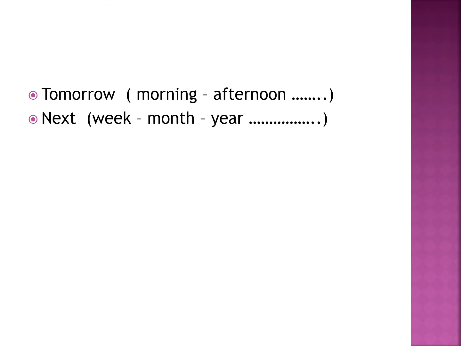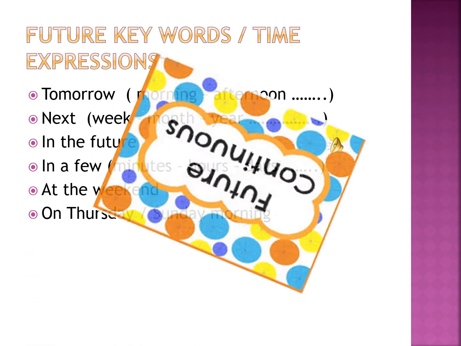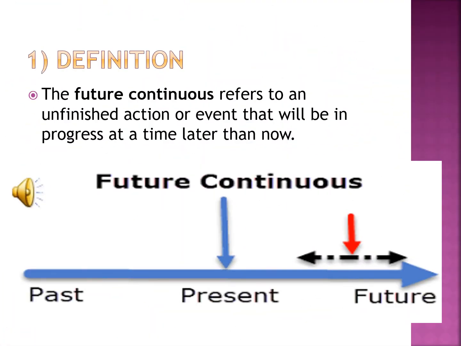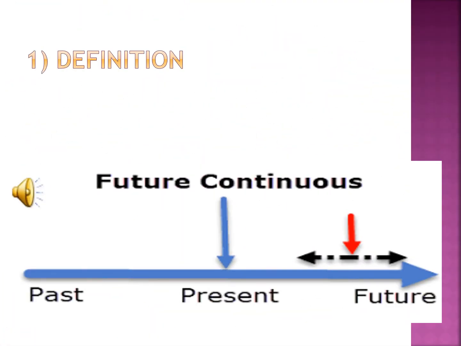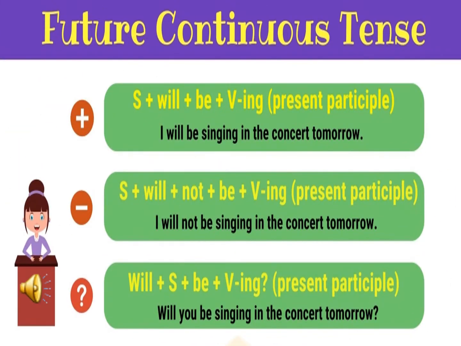We use going to in predictions with evidence. Can you remember will? Of course, we use will for predictions with no evidence. The third form to express the future is the future continuous. What do we mean by the future continuous? It is used for an unfinished action at a certain time in the future.